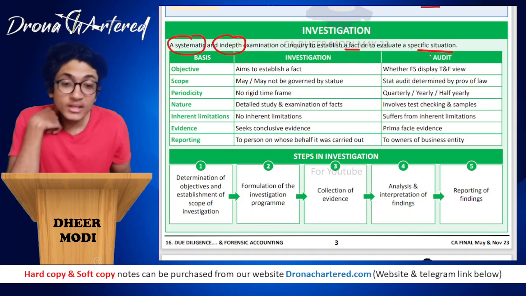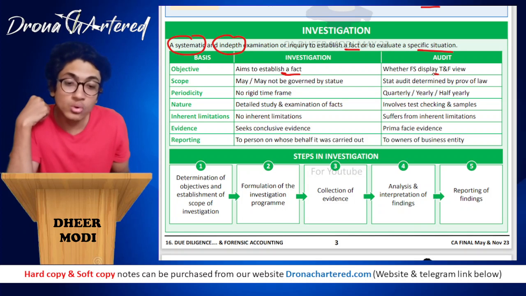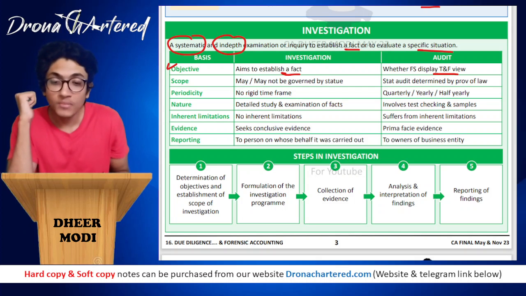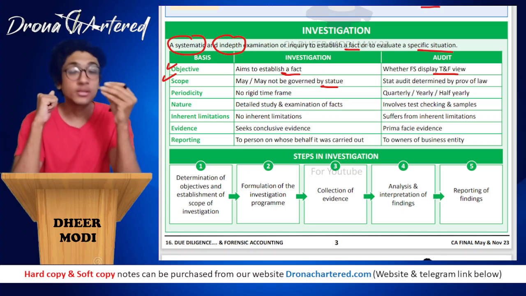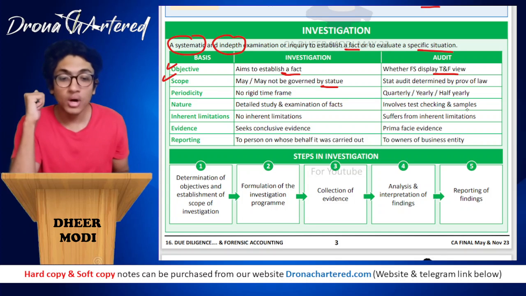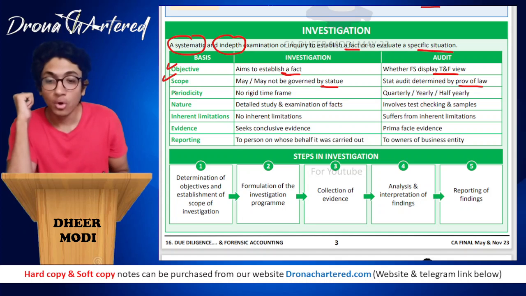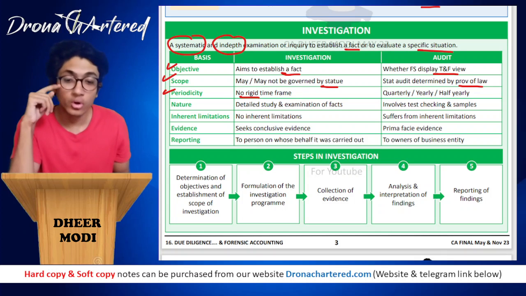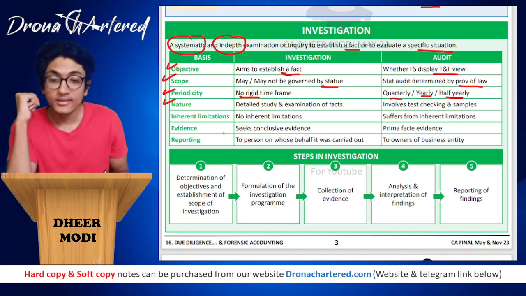So difference between investigation and audit on basis of objective. It aims to establish a fact, while your audit main aim is to check whether financial statement display a true and fair view. Next is your scope. May or may not be governed by any statute. That means may or may not be governed by any law. However, your audit is determined by your provision of law. Next is periodicity. There is no rigid time frame, but however, for audit, it is either quarterly, yearly, or half yearly. Next is your nature.